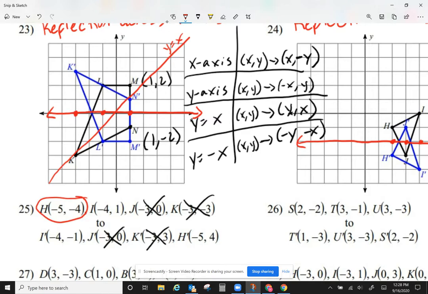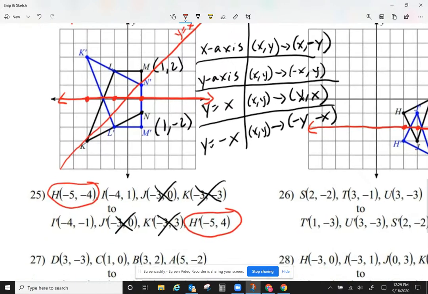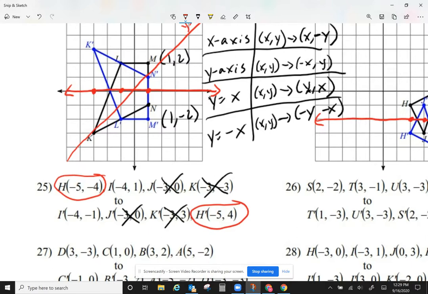Notice H is here and H prime is here. So identify H and H prime. What I'm going to do is ask myself, did the numbers switch orders? I see a 5 and a 4, and then on H prime I see a 5 and a 4. So no, to begin with, the order was not switched.